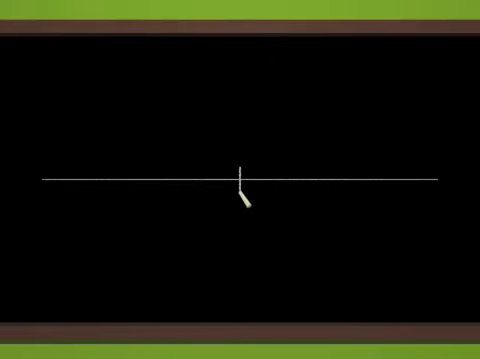Let me just mark the origin here. Each point on this line can be located by its distance from the origin, with a minus sign if it's on the left, or a plus sign if it's on the right. Usually the number is denoted by x and is called the abscissa. Since the position of a point on a line can be described by a single number, we say that the line has one dimension.